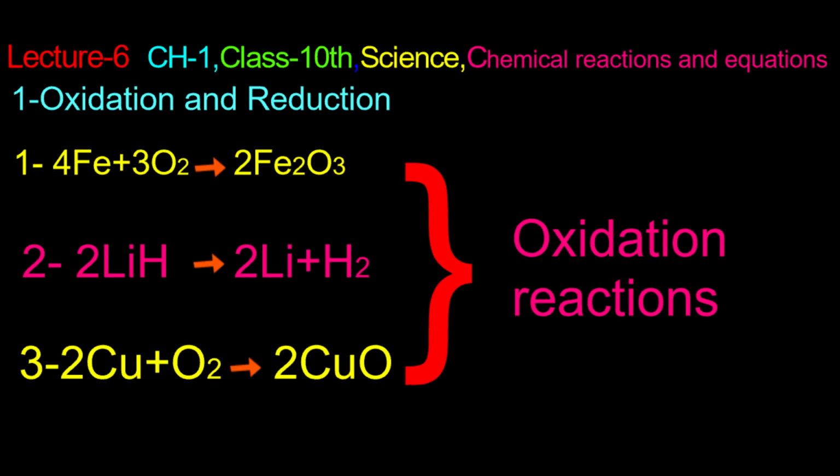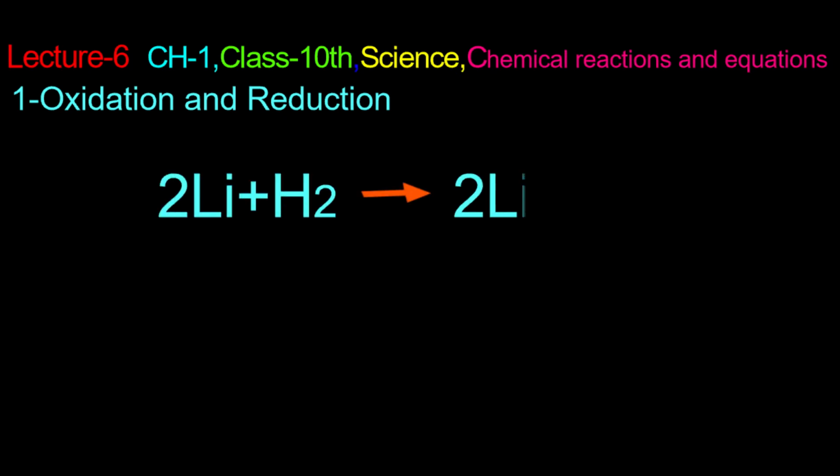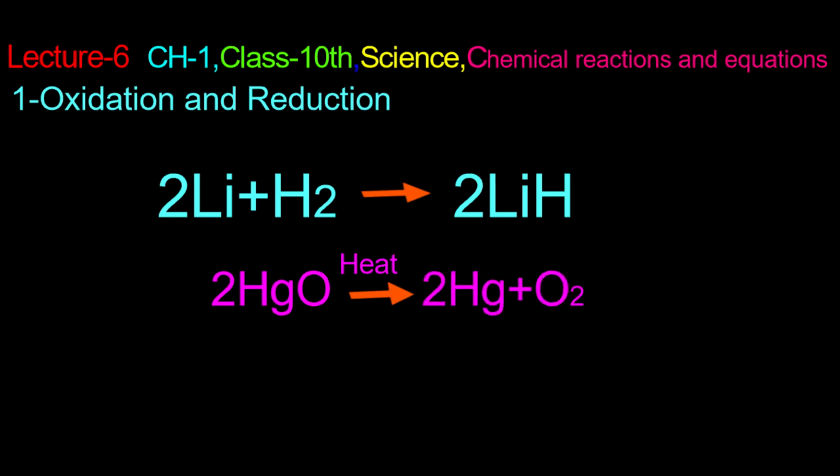We take other reactions. You look here, 2Li plus H2 produce 2LiH. And second reaction, mercury oxide on being heated gives mercury and oxygen. In the first reaction, lithium is reduced to lithium hydride, and in second reaction, mercury oxide is reduced to mercury.